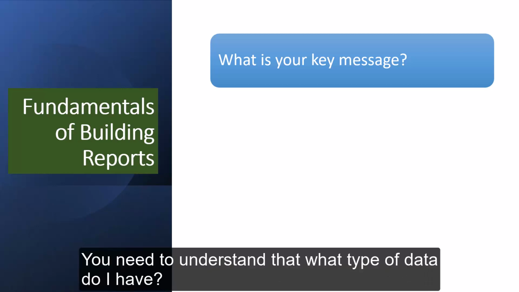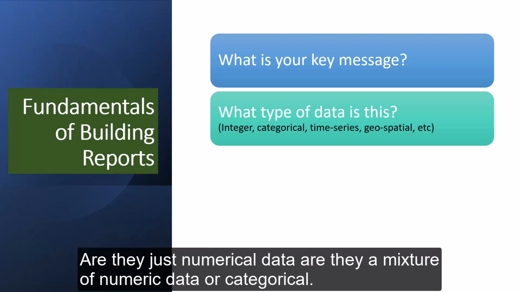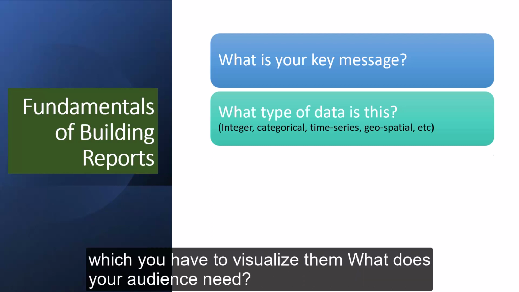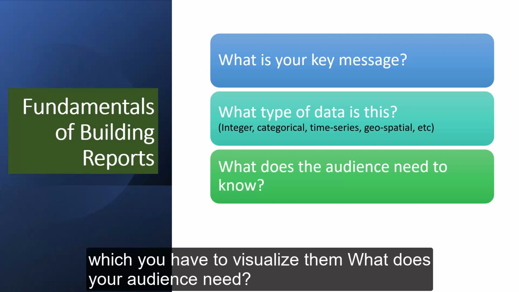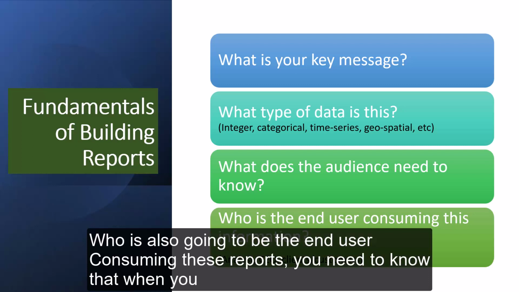You need to understand what type of data you have. The type of data you have is going to determine the type of charts you are going to use. Are they just numerical data, a mixture of numeric data or categorical data? Are they time series data? Are they geospatial? These types of data all have different ways in which you have to visualize them. What does your audience need? Who is also going to be the end user consuming these reports?